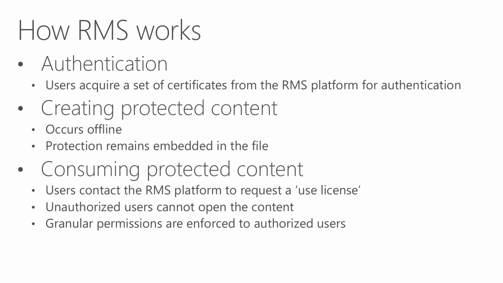And then when you protect a document, which can often happen when you are offline because you have already got this certificate from Azure RMS, the protection, as we discussed earlier, will remain embedded inside the document. And when you consume a document, you will contact RMS, authenticate, and get the license, and then decrypt the document.